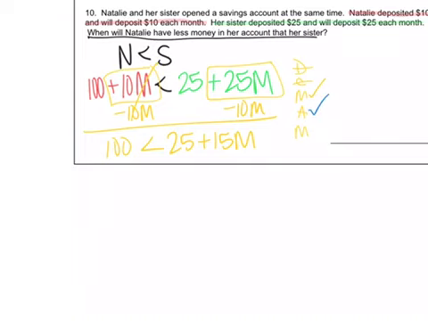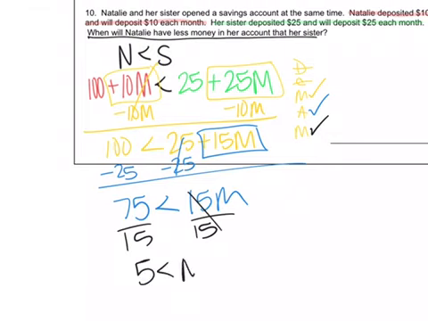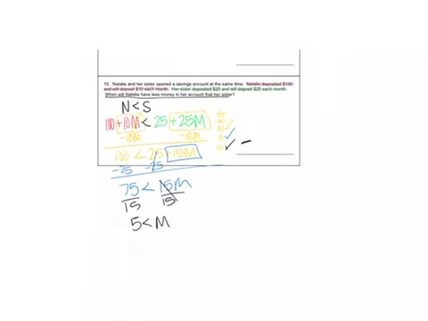I can add or subtract away from that 15, so subtract 25 from both sides, and 75 is less than 15m. And then to finish, I will need to multiply or divide. I will need to divide both sides by 15. And 75 divided by 15 is 5, which would be less than m. So 5 less than m is my answer.